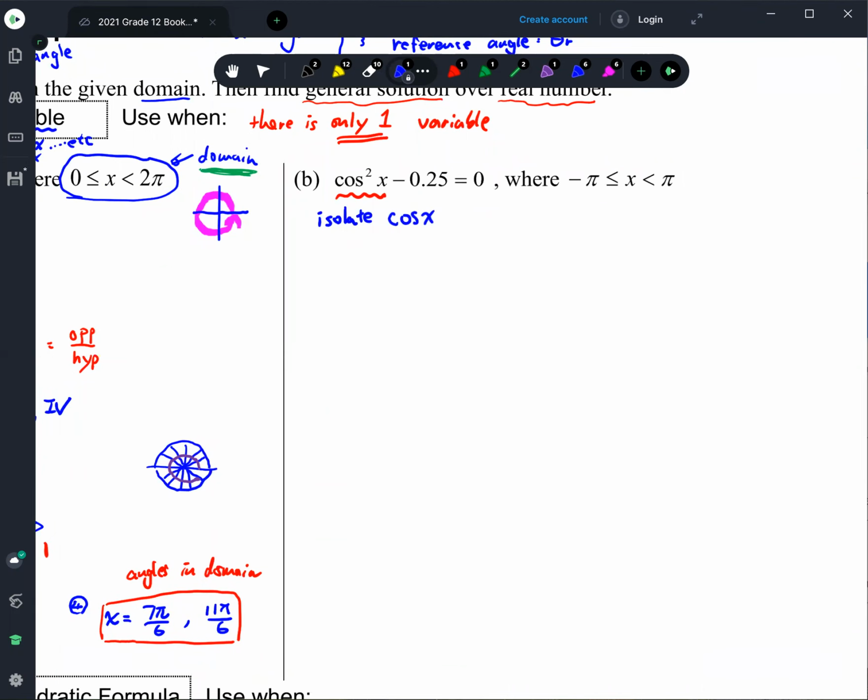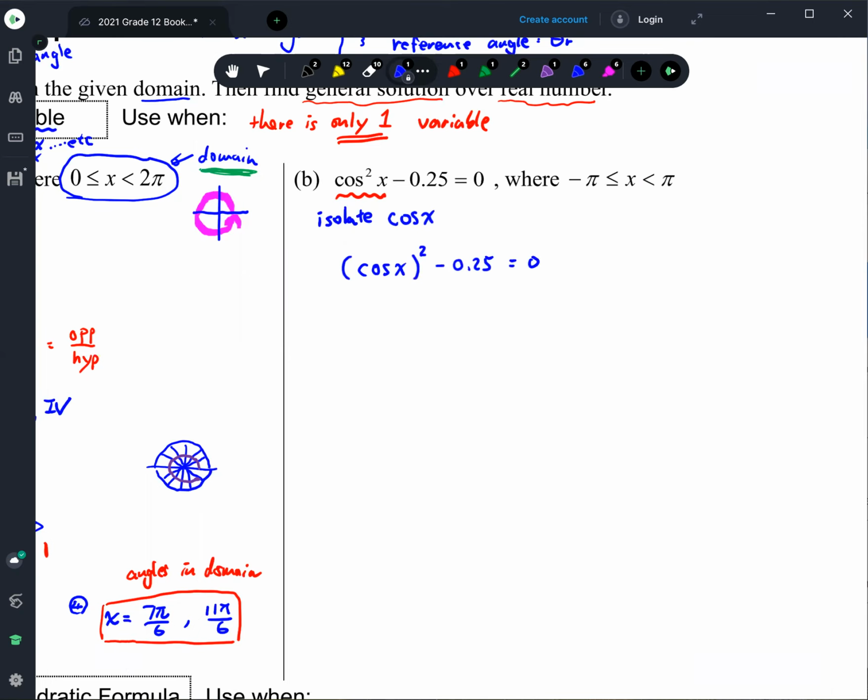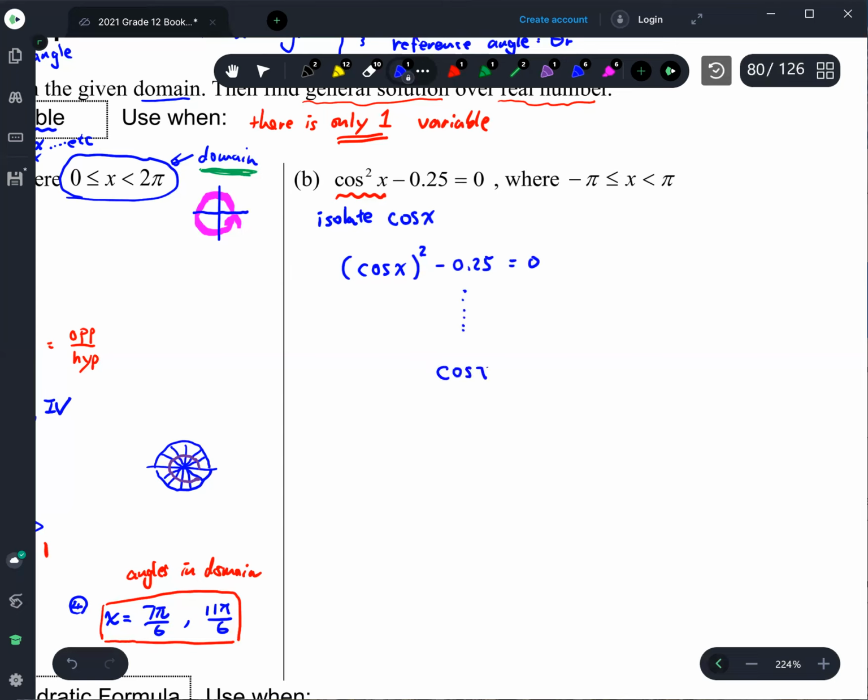So what you can do is think of it as cosine x, right? The square in the middle, in between cosine x, what it actually means is a bracket, the whole thing squared, minus 0.25 equals 0, okay? So it's the same as having a square on the whole thing. So your goal is to do something so that the cosine x is by itself, okay?